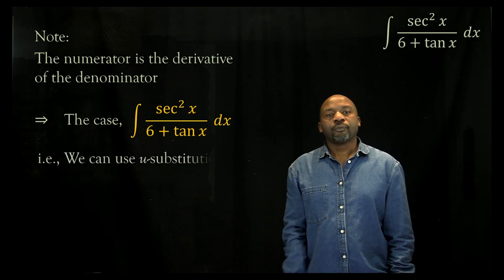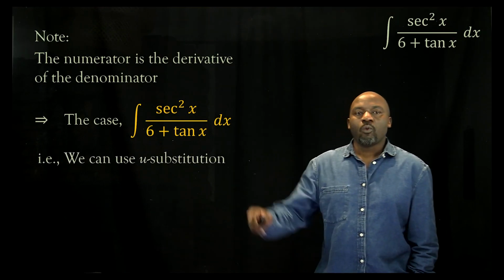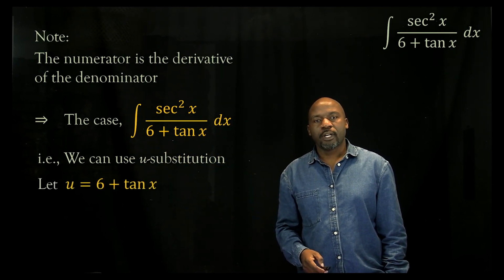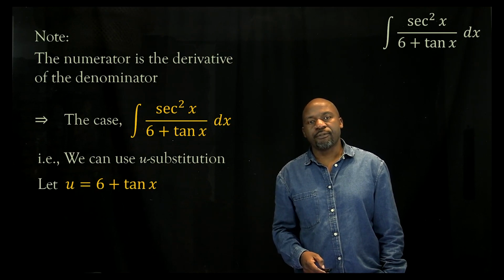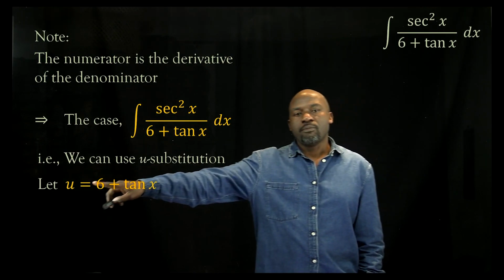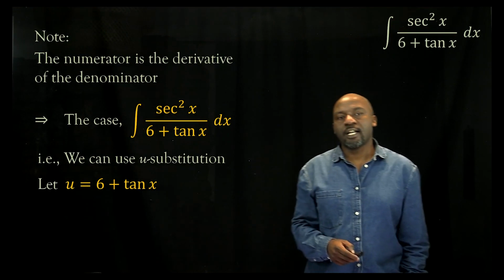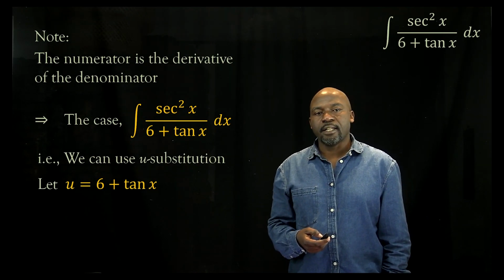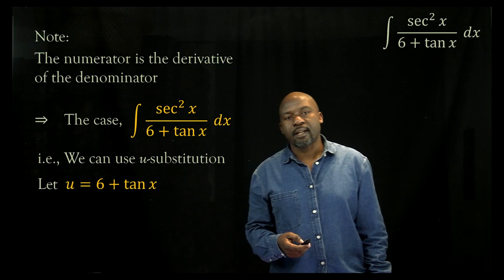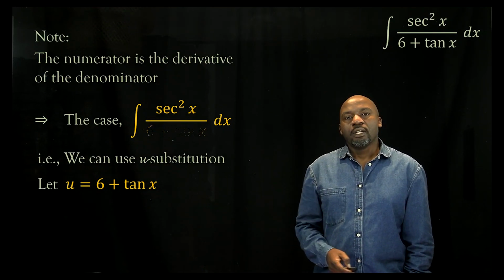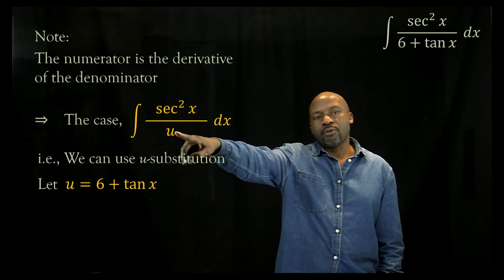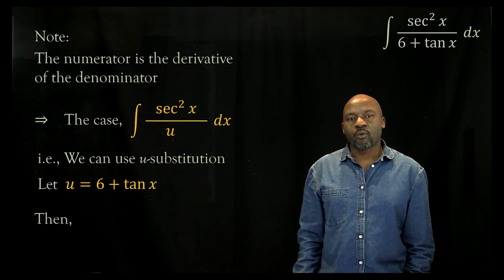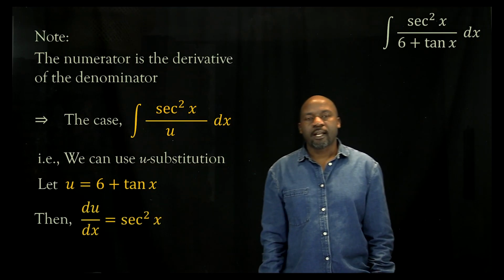Using u-substitution, we will let the denominator be represented by the letter u. So let u be 6 plus tan of x, and if you differentiate this, du by dx is just going to be 1 plus tan squared of x, and 1 plus tan squared of x, from Pythagorean identities of trigonometry, is the same thing as sec squared of x. So du by dx is 1 plus tan squared of x, which is equivalent to sec squared of x.